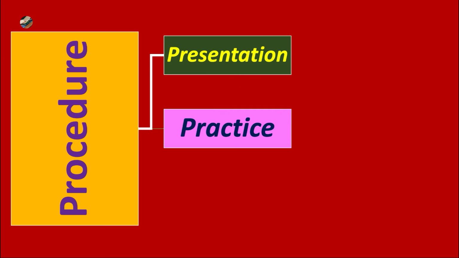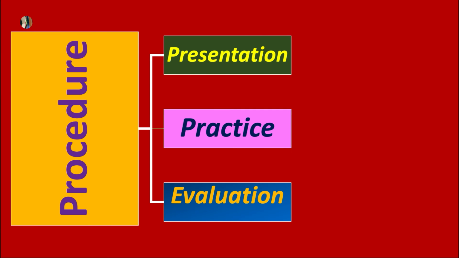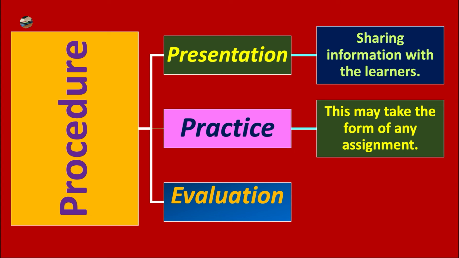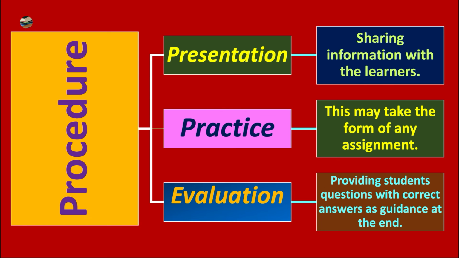Let's talk more about procedure. In fact, procedure includes three most important aspects, and the first one is presentation, second one is practice, and the third one is evaluation. Let's see what we mean by presentation. Presentation basically refers to sharing information with the learners in the classroom. As for practice, this may take the form of assignments, and as for evaluation, providing students questions with correct answers as guidance at the end of the lesson.